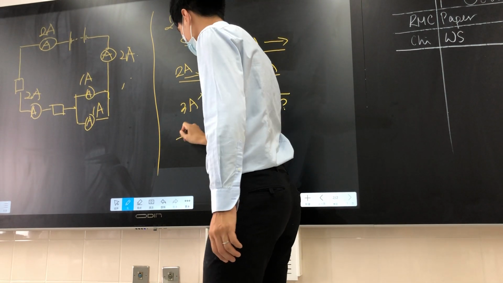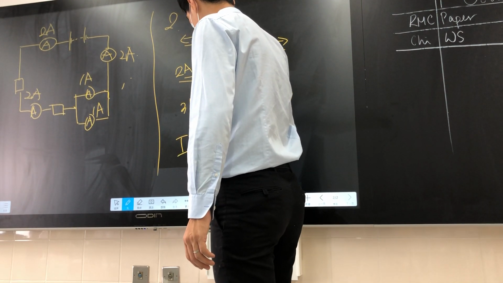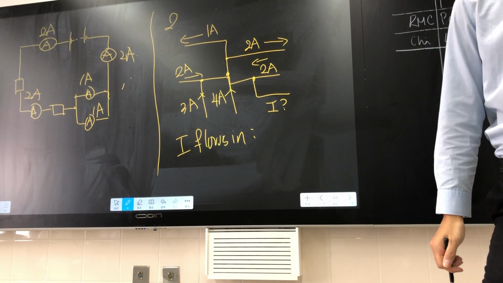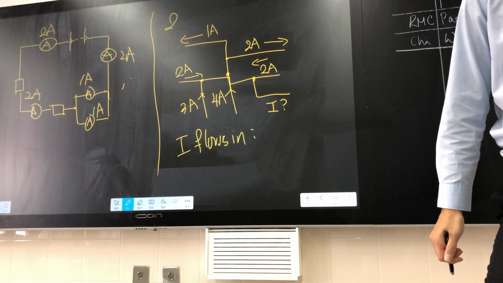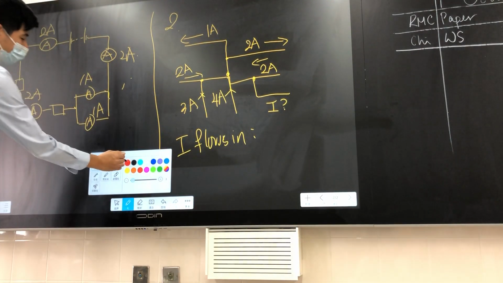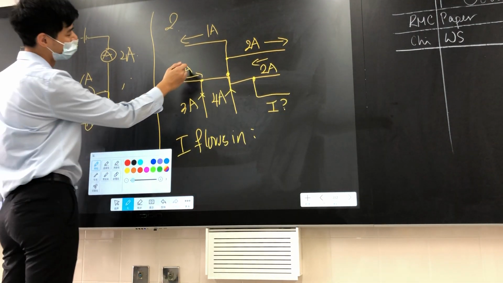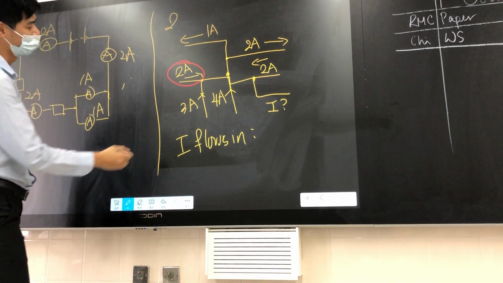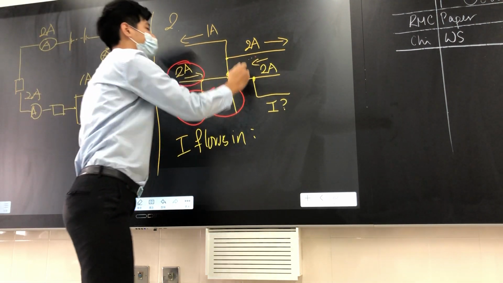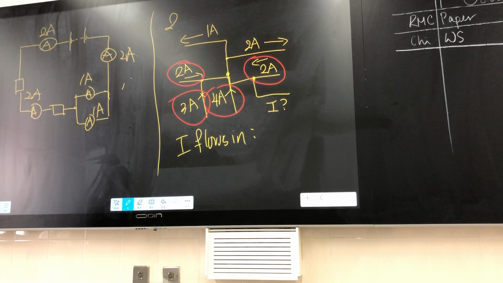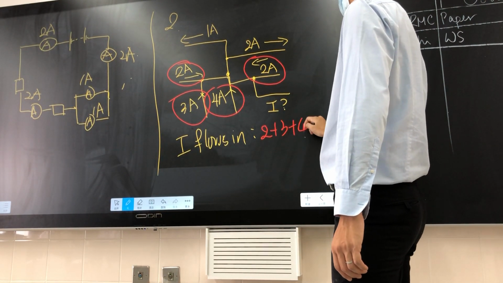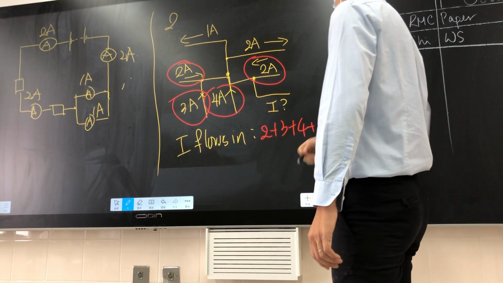So the current flows in. What's the value of current flowing into this network? Okay, so this 2A current is flowing in, 3A current is flowing in, 4A current is flowing in, and then this 2A is flowing in, right? So altogether, the current flowing in is 2 plus 3 plus 4 plus 2, which equals 11A.